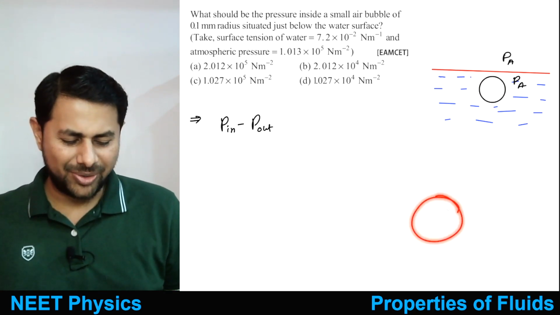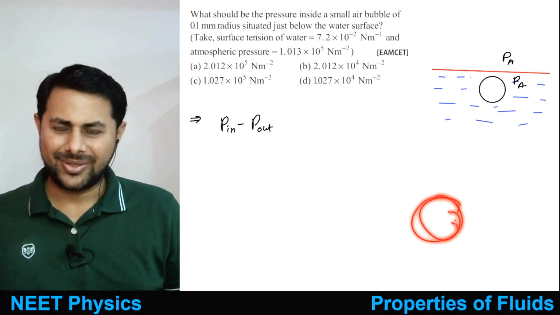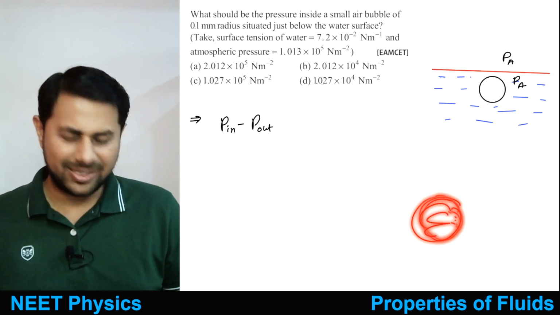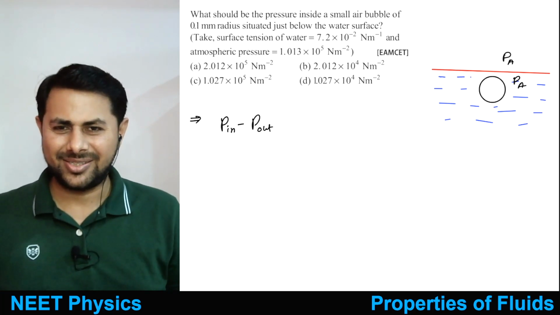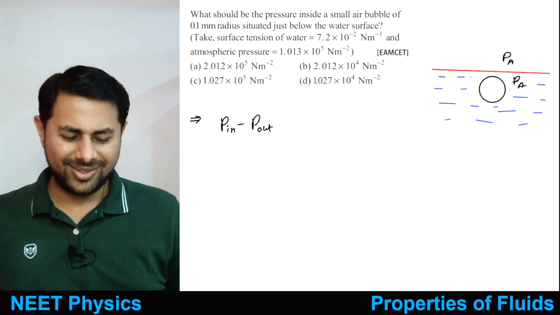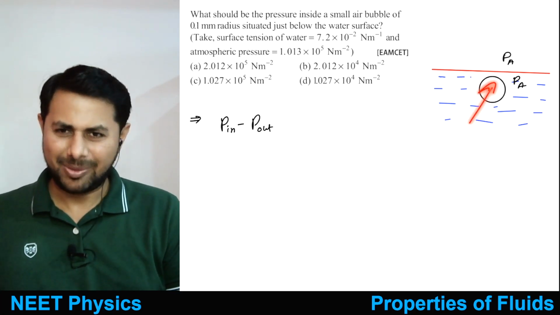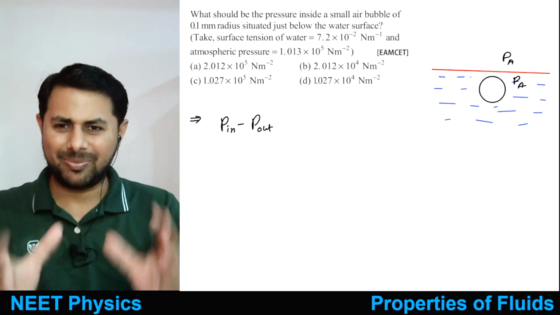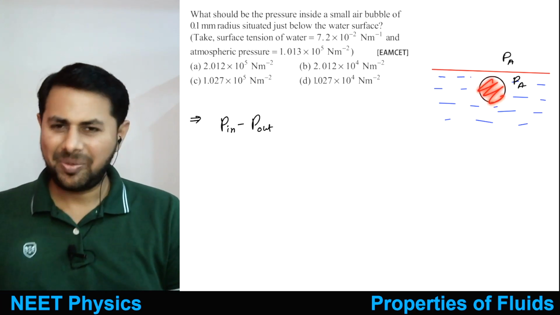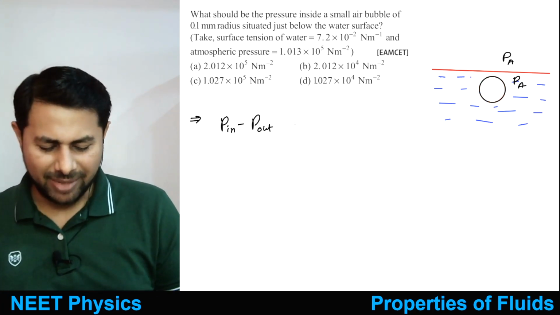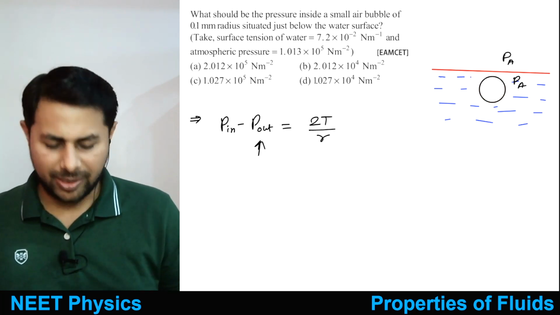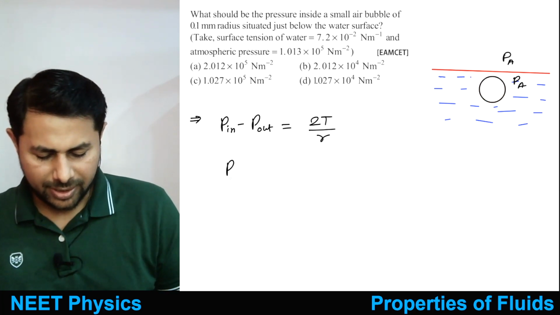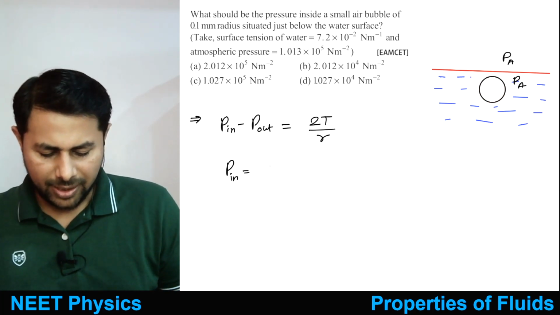For a water drop, the medium inside is complete water and the medium outside is air. So this is similar to that, just interchange the medium. This is an air bubble inside water, and you can think of it that way because it has only one free surface. So P in minus P out would be equal to 2T by R, and P out is equal to atmospheric pressure. Moving it to the other side, P in is equal to P out, which is atmospheric pressure, plus 2T by R.